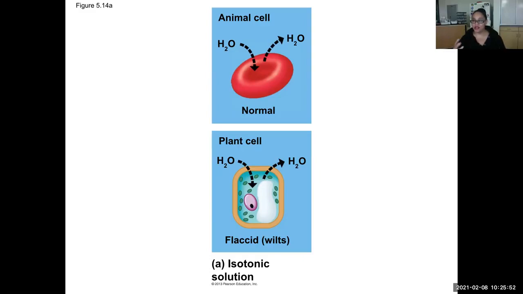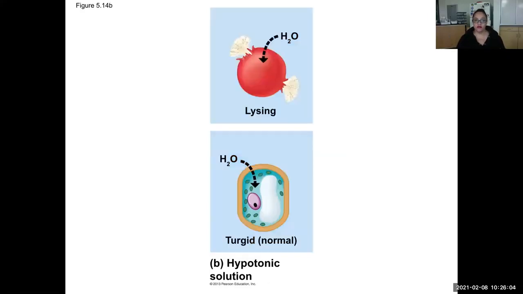They need a hypertonic solution. I'm sorry, a hypotonic solution where there's more water. If there's not enough water, like I said, it wilts. It dies. However, in a hypotonic solution, when there's too much water, our blood cells will burst or lyse. But plant cells like it. They like a lot of water.